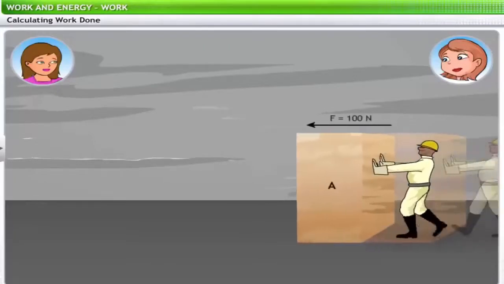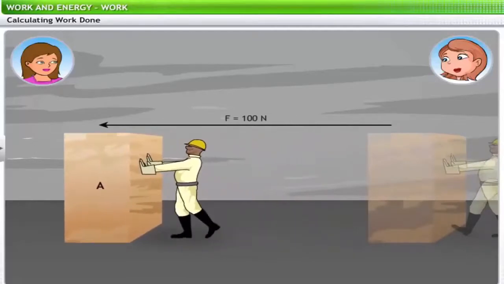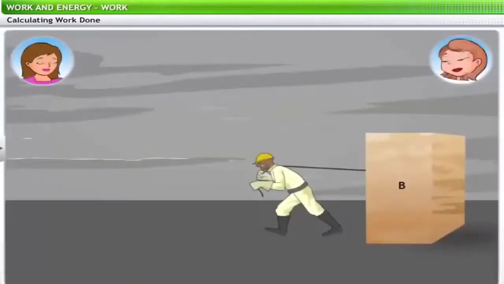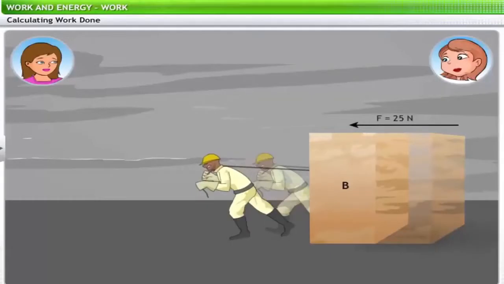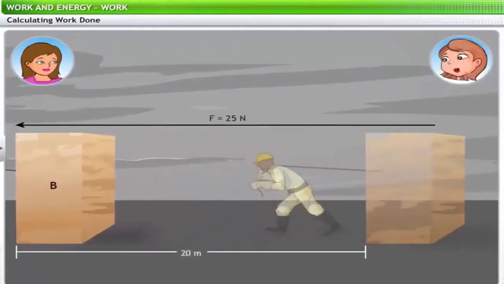Now, I'd like you to consider two cases. In the first case, a force of 100 Newton displaces a block A on a smooth floor through 5 meters by pushing it horizontally. And in the second case, a force of 25 Newton displaces a block B on a smooth floor through 20 meters by pulling it horizontally. Can you tell me in which case more work has been done?